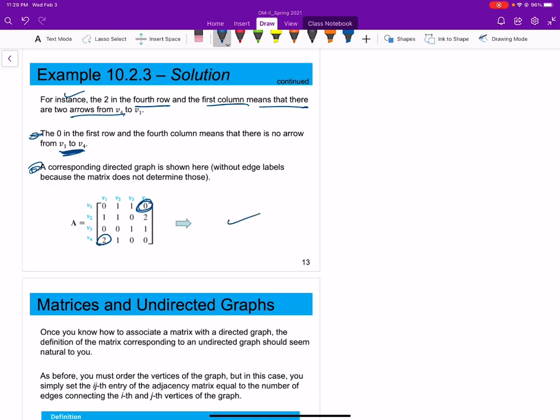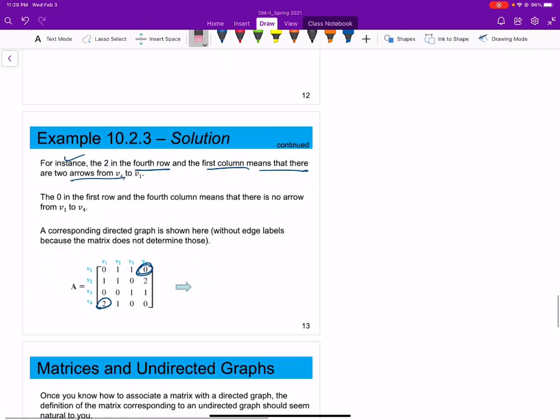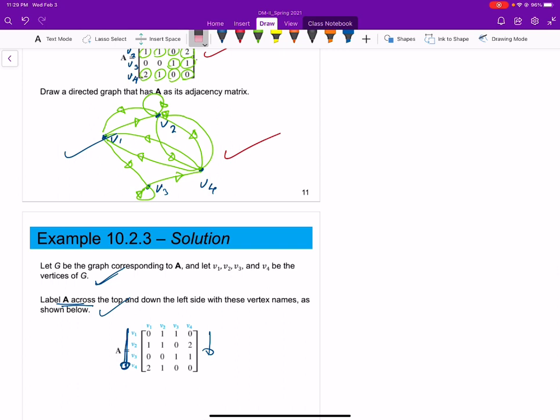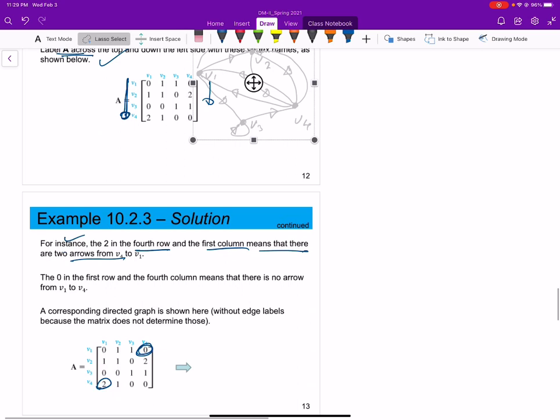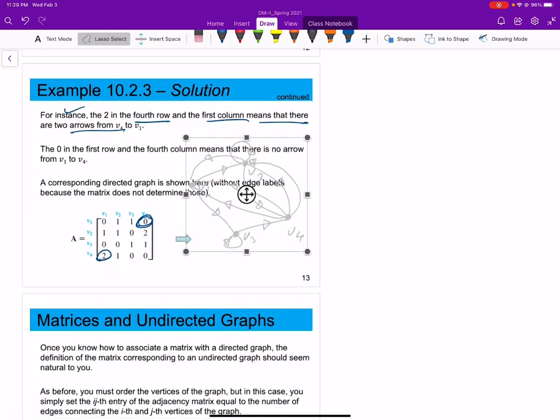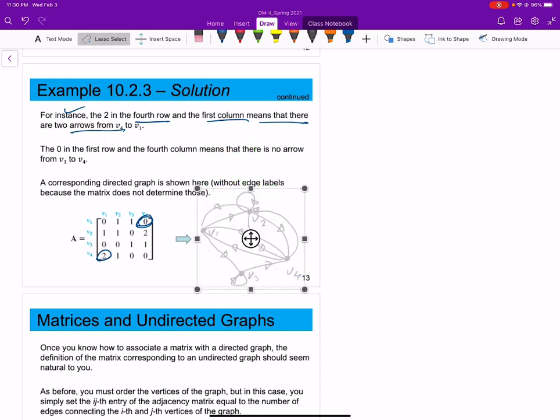So here is the place where I have to draw the directed graph. Now I'm going to copy that graph here. Okay, let me then get that graph. Alright, so graph is right here. Okay. Alright, so that's the end of example number 10.2.3.